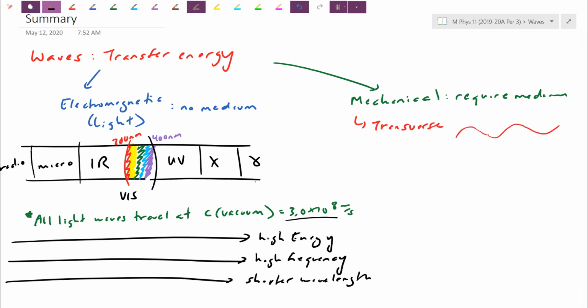If you look at the particles in the slinky, even though your wave may be going left and right, the particles themselves are actually perpendicular. So I think of the word perpendicular for transverse.